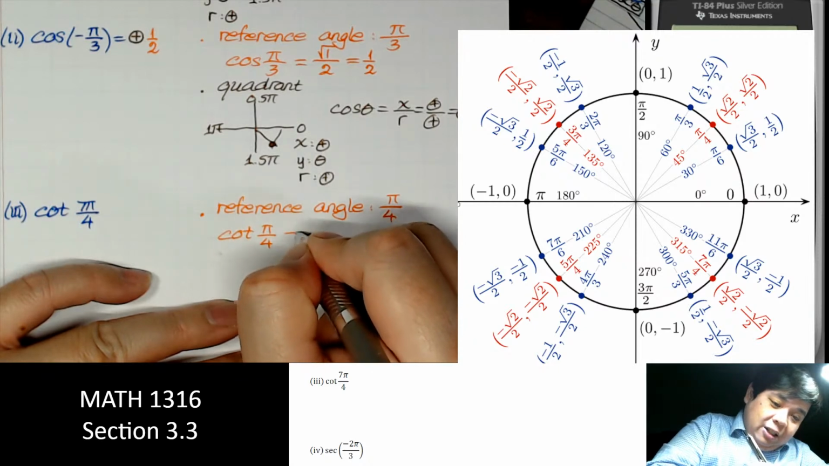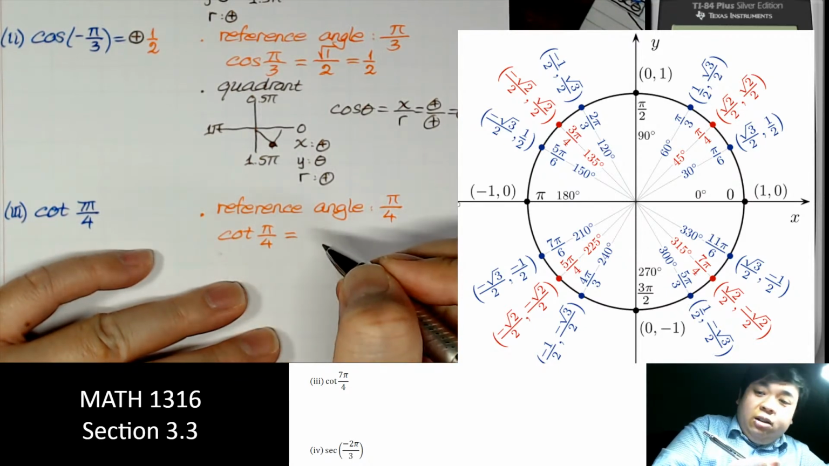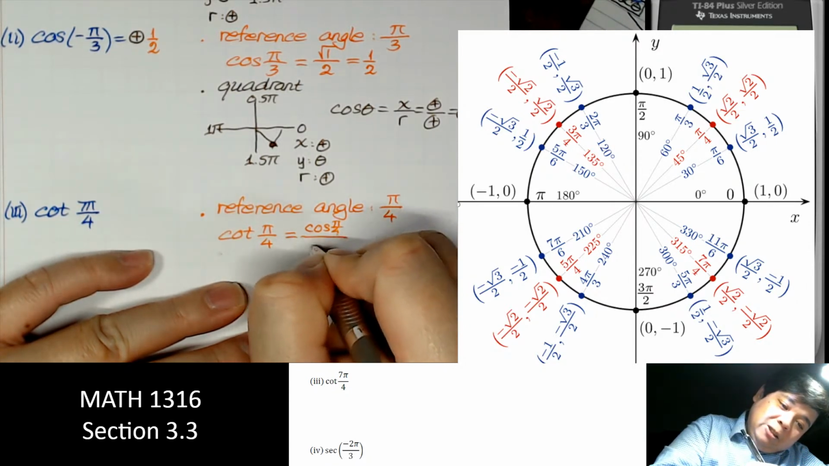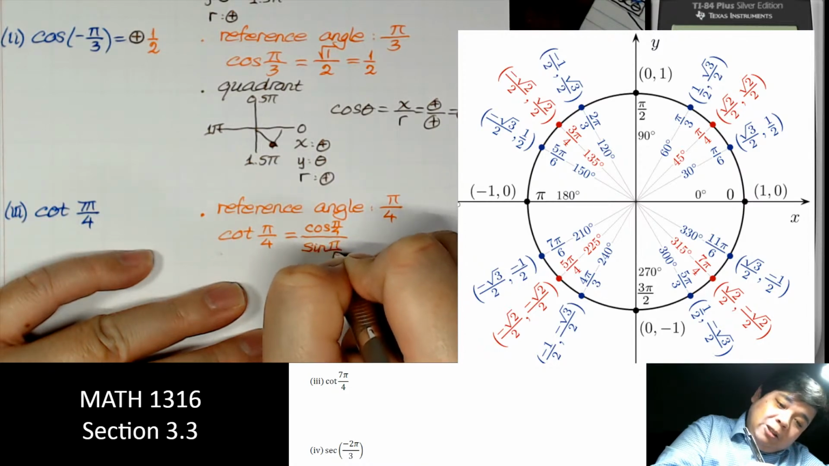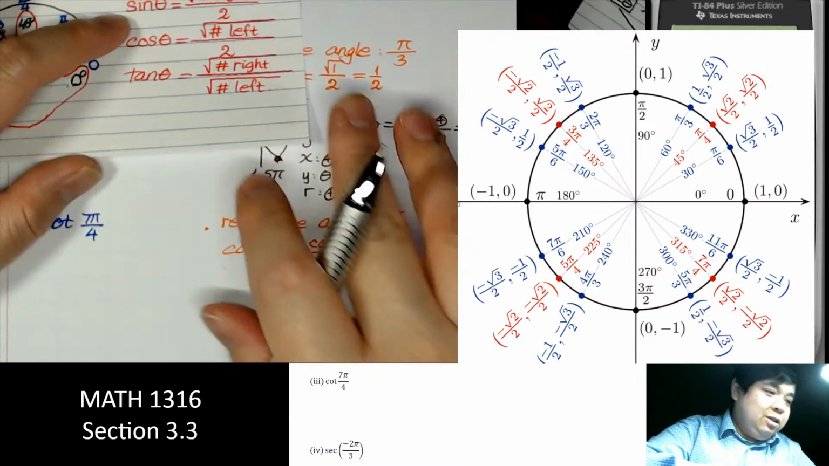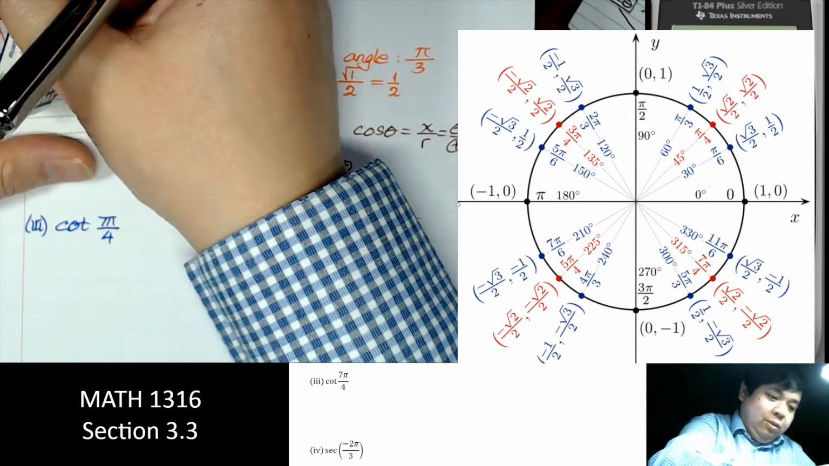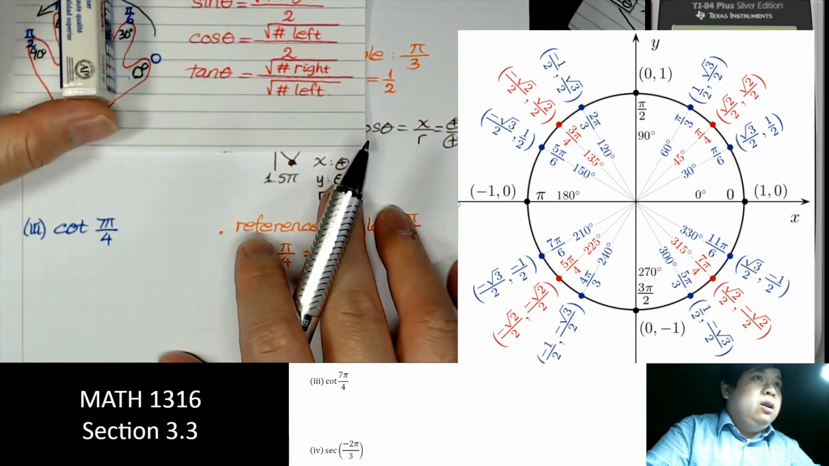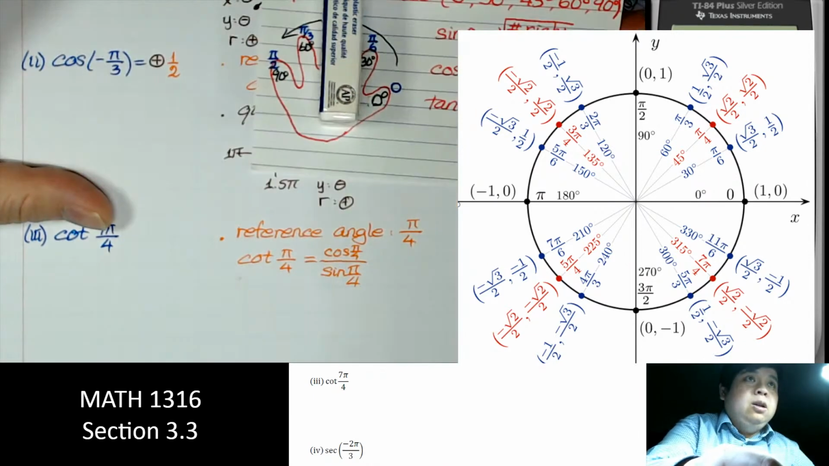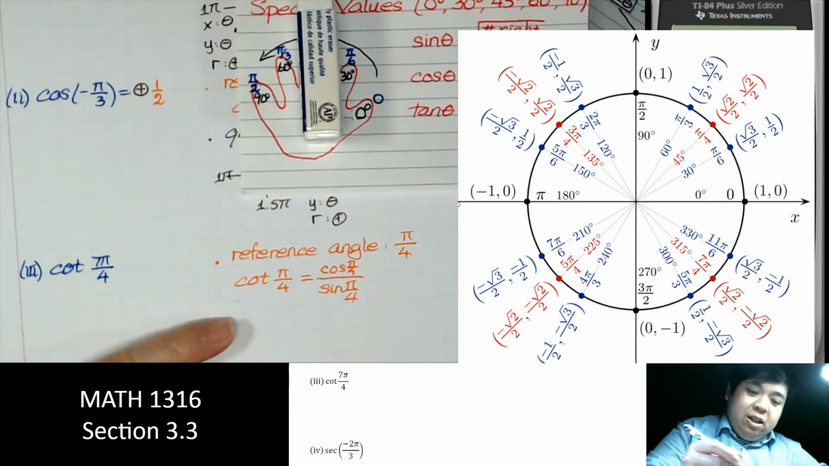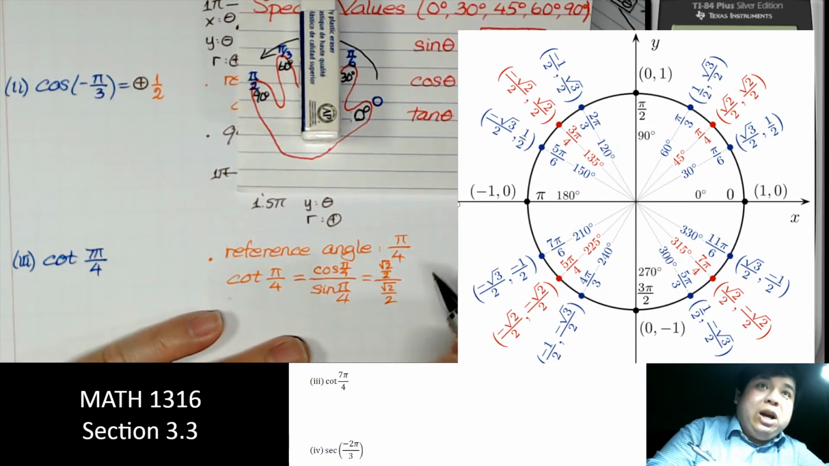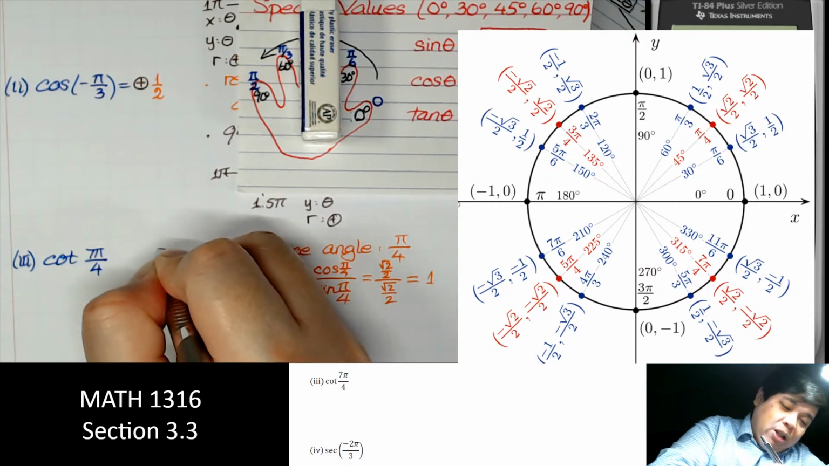Cotangent is cosine divided by sine. This is pi over 4. So we have 2 on the left and 2 on the right. They are the same, so they cancel out. So this is 1. So we know the value is equal to 1.